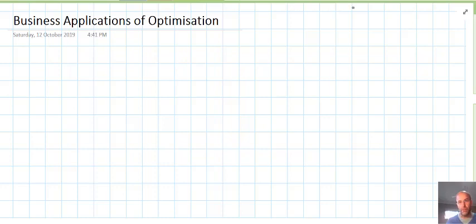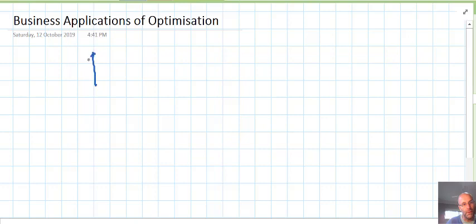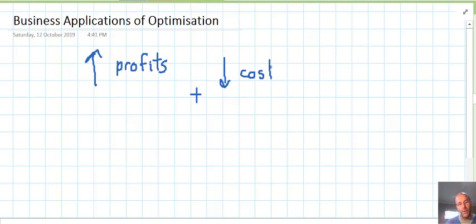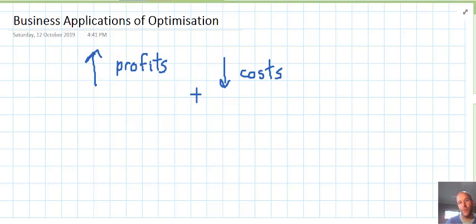Business applications of optimization. Imagine you're in business and you want to stick around for the long term. You don't want your business to be non-viable all of a sudden. You want to look at things like maximizing profits. There's a competitive world out there. You want your business to last. So maximize profits and minimize the costs involved in producing whatever it is that you produce, whether it's videos, or you're into manufacturing or something else.